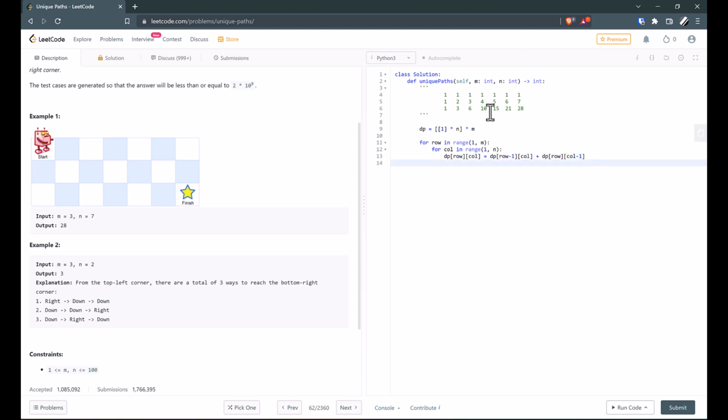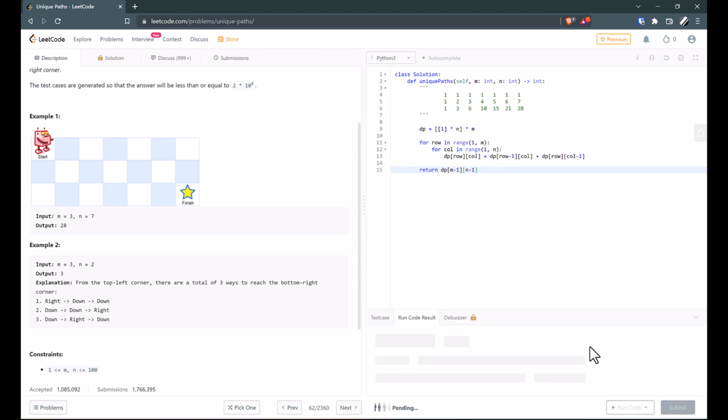That would give us all these numbers in our dp list, and we simply want to return dp of m minus 1, n minus 1. m minus 1 would be 2 and n minus 1 would be 6, so dp of 2, 6 would be 28, and that should be our answer.